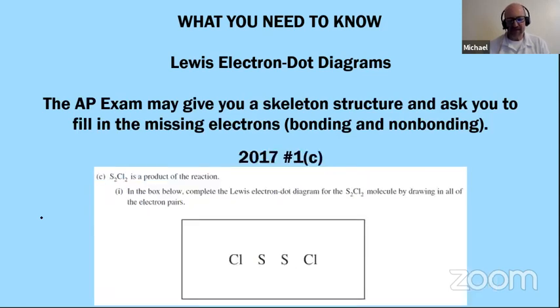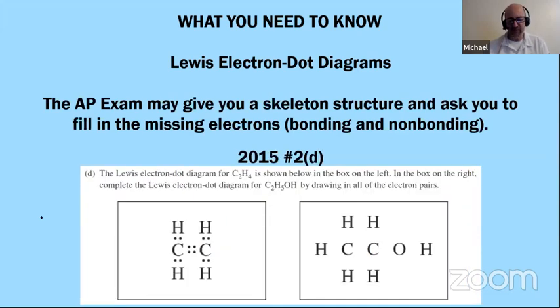Or from 2017, in the box below, complete the Lewis electron dot diagram for the S2Cl2 molecule by drawing in all of the electron pairs. So they've taken some of the work out for you. Here's another example from 2015, where they have given you a structure on the left, and they asked you to complete the Lewis electron dot diagram for the structure on the right by drawing in all of the electron pairs.